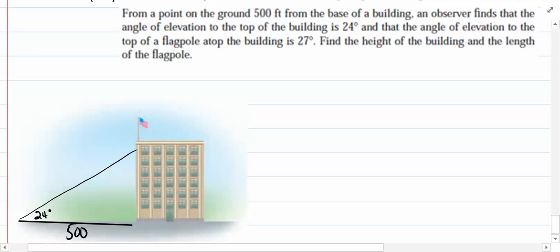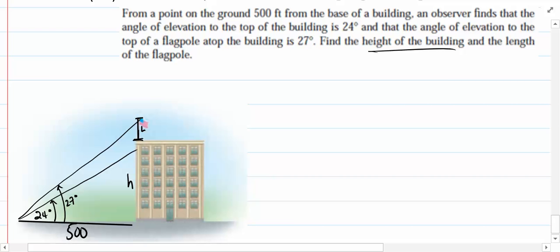And the angle of elevation to the top of the flagpole is 27 degrees. So that's 24 to here. This is 27 to there. Find the height of the building. So h, the height of the building, and L, the length of the flagpole. Now the thing to recognize here is the length of the flagpole is only this portion of the diagram. Let's start off by finding h.